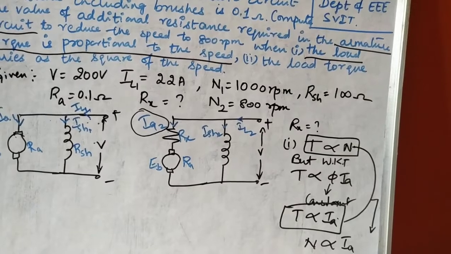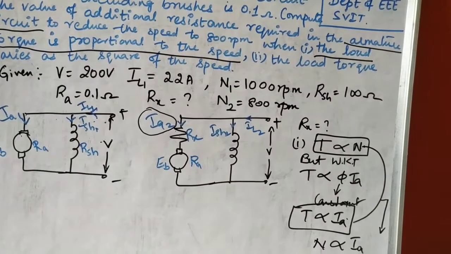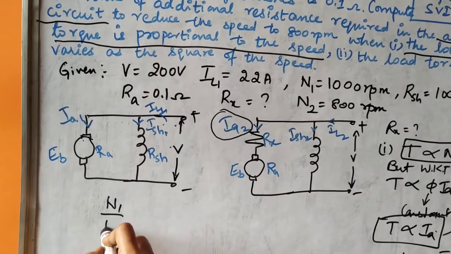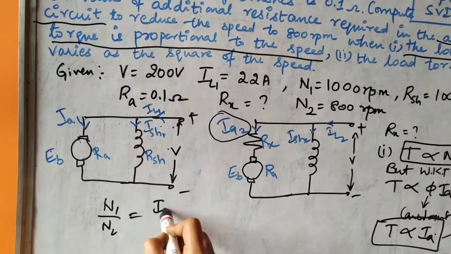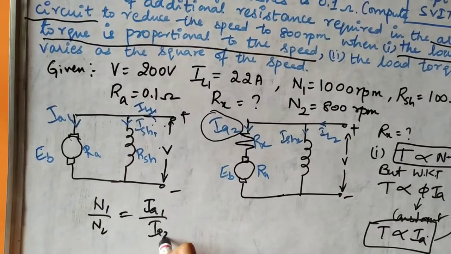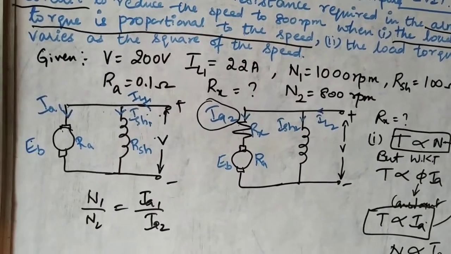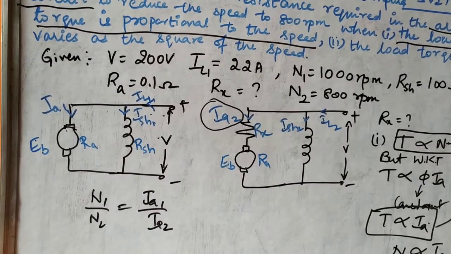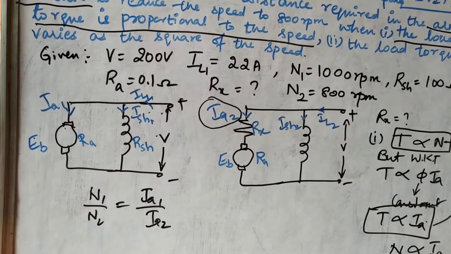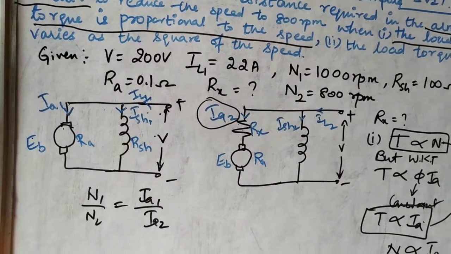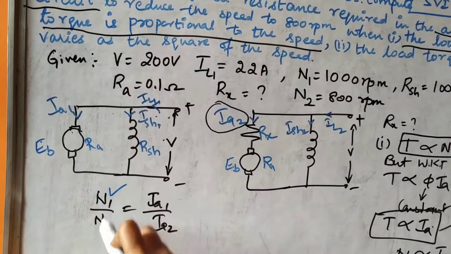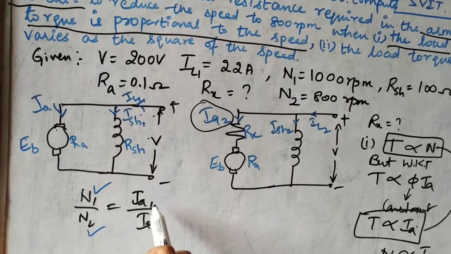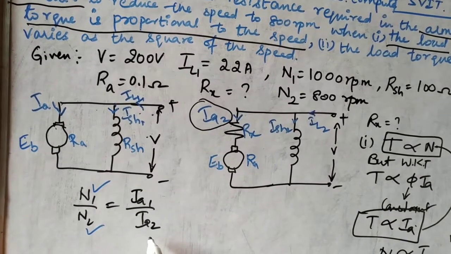solve the Ia2. Now with the help of this relationship, let us write down N1 divided by N2 is equal to Ia1 divided by Ia2. So what values do we know here? Let us mark. We know N1, we know N2, right? We should find out Ia1 so that we can find out Ia2.